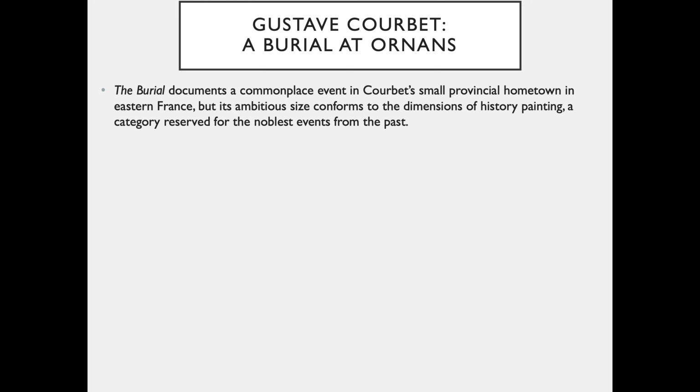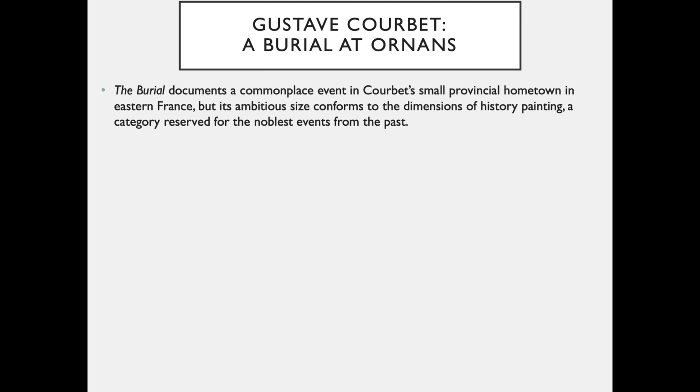Obviously the funeral was very important to the people it was happening for, but it was just important in that town, right? It wasn't of national significance or anything like that. But he paints it on this scale that is what history painters would paint on. These huge canvases would be reserved for important events from the past, and Courbet says, no, I'm painting my family. I'm painting this moment. It's not even an important moment in the funeral. It's just a moment where people are standing around, and I'm making it big.